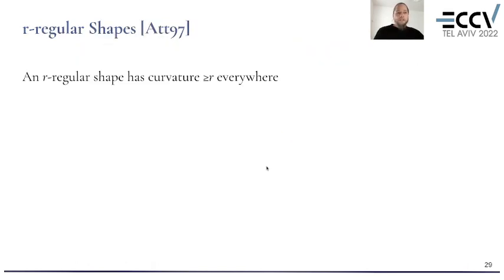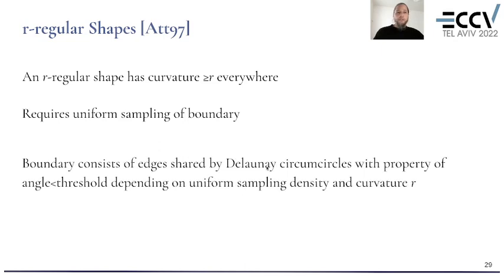Attali proposed r-regular shapes. They have a curvature of r, at least r, everywhere. However, this requires uniform sampling of the boundary, and the boundary consists of edges which are shared by Delaunay circumcircles, and the property depends on the curvature r, which translates into a certain angle.